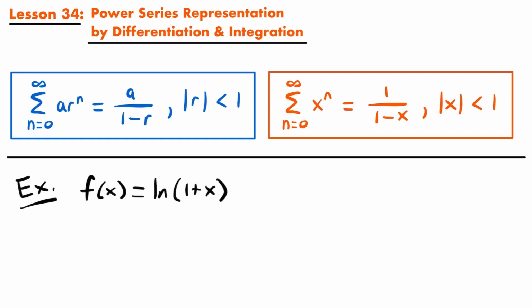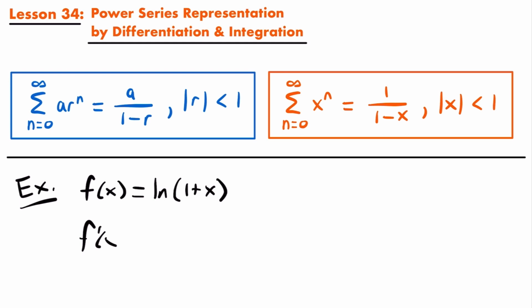For example, consider this function. We have f of x is equal to the natural log of 1 plus x. This function doesn't look anything like a divided by 1 minus r or 1 divided by 1 minus x, right? It's the natural log of 1 plus x. It's a completely different function. But watch what happens if we take the derivative of this function.